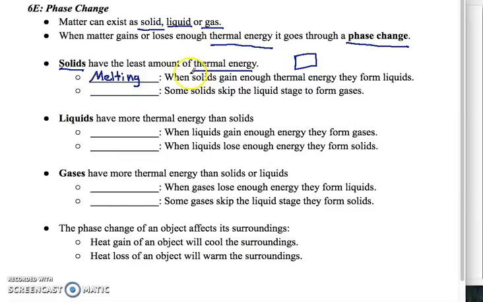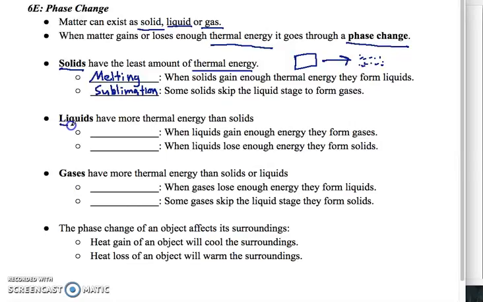And then the second phase change that can happen with solids is there's some substances that are going to skip the liquid stage completely. So there's some solids that are going to go directly from solid to a gas. And that's called sublimation. So not super common, but it does happen sometimes. So it's sublimation. Again, some solids go directly from that solid state to a gas.